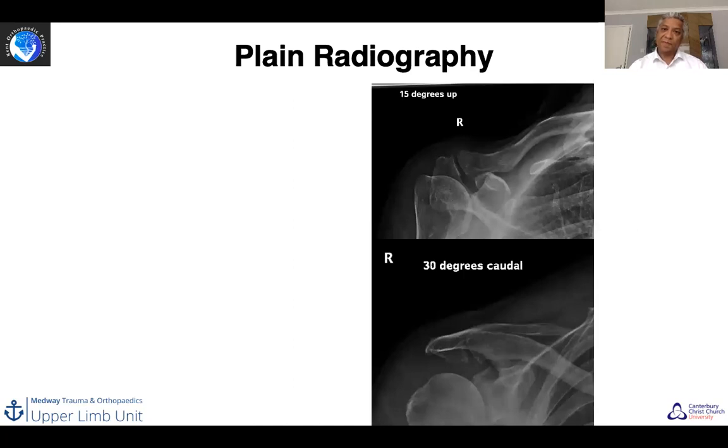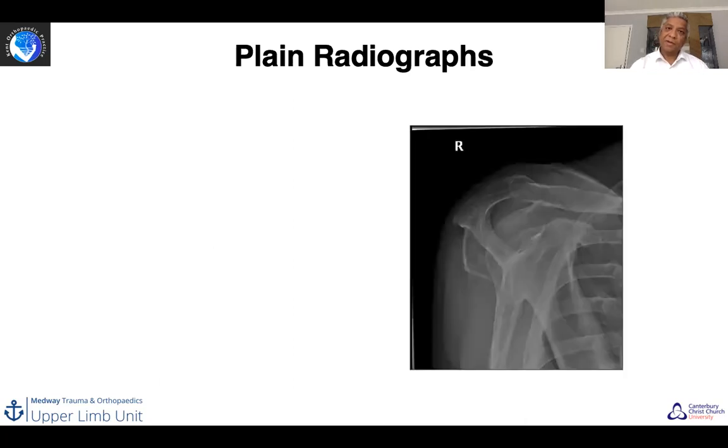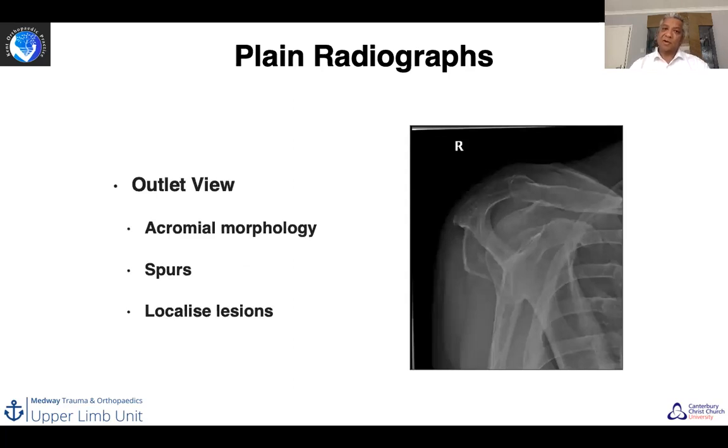The tilted views, the 15 degrees up and the 30 degrees down, which I normally get, these are important to look at the AC joint as well as some of the spurs that may be visible on the caudal view especially. The Y view, or this scapular Y view as it's called, is good to look at the acromial morphology and the spurs that arise from here, as well as may help localize the lesions. And you can trace out the humeral head. It helps to also look at whether the humeral head is in the right place in case of dislocations.